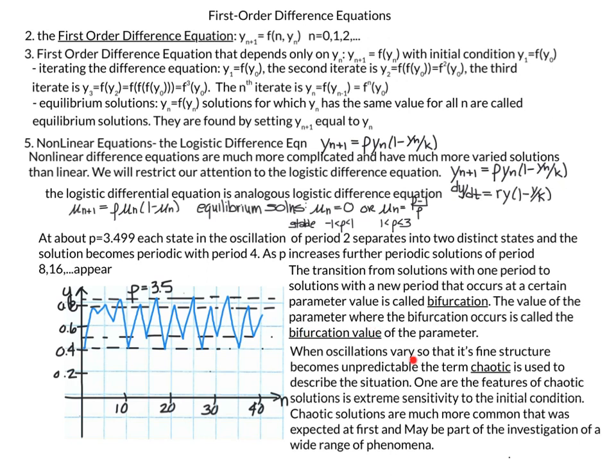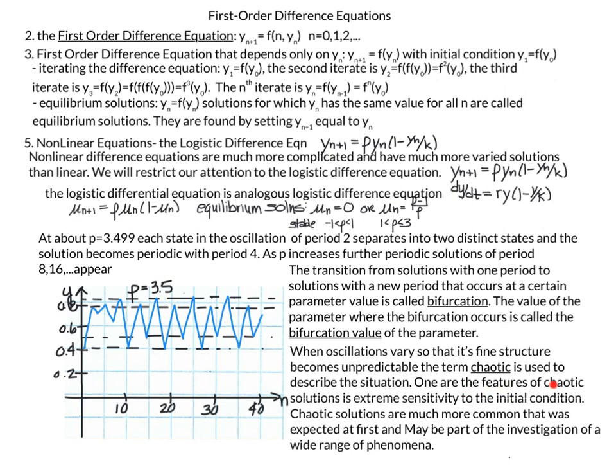When oscillations vary so that the fine structure becomes unpredictable, the term chaotic is used to describe the situation. So we could keep bifurcating until we have so many different periods that our signal becomes impossible to identify as periodic solutions. It almost looks unpredictable. It's chaotic if we continue to bifurcate.